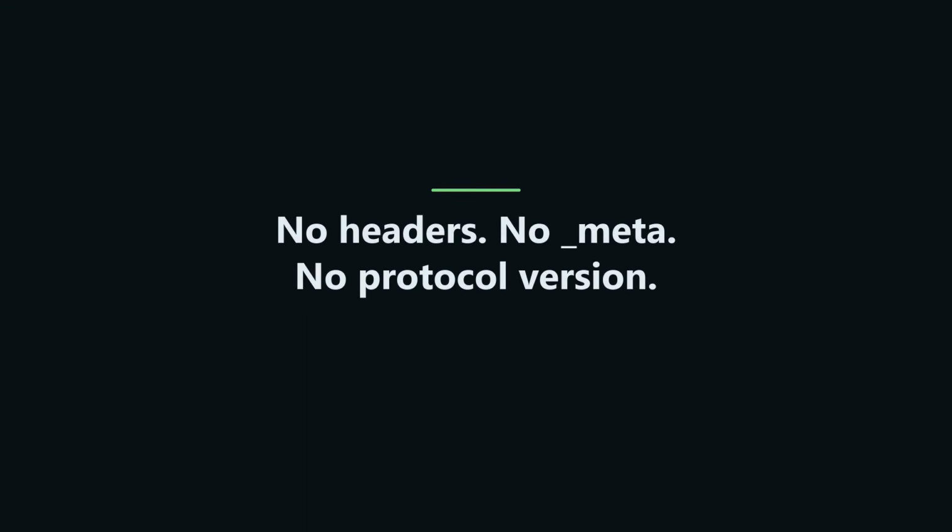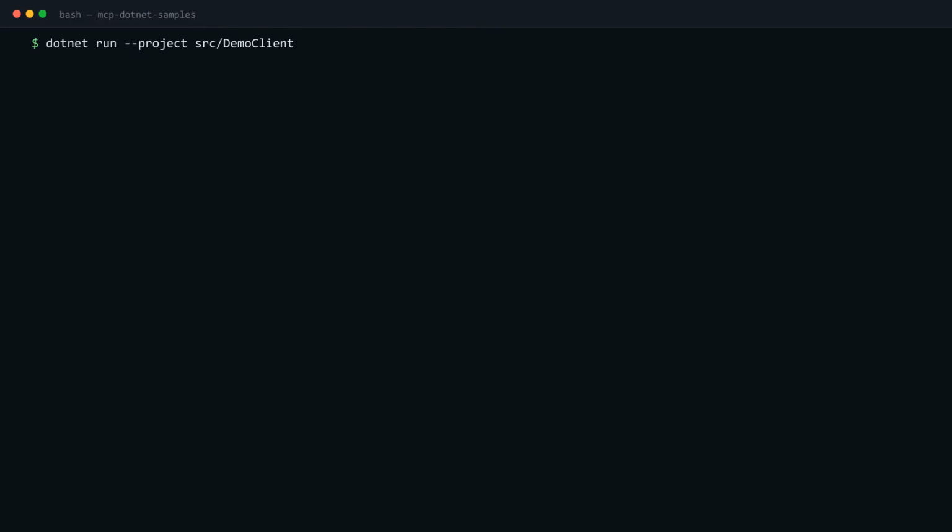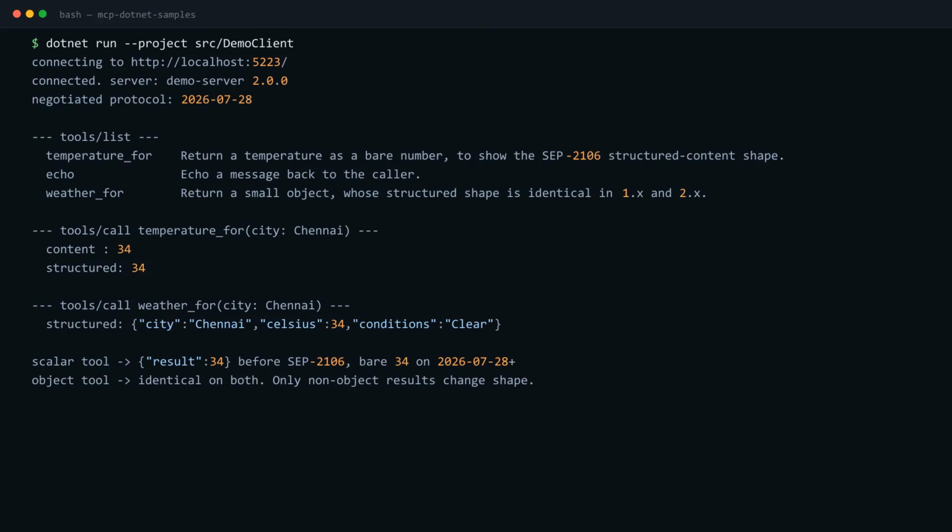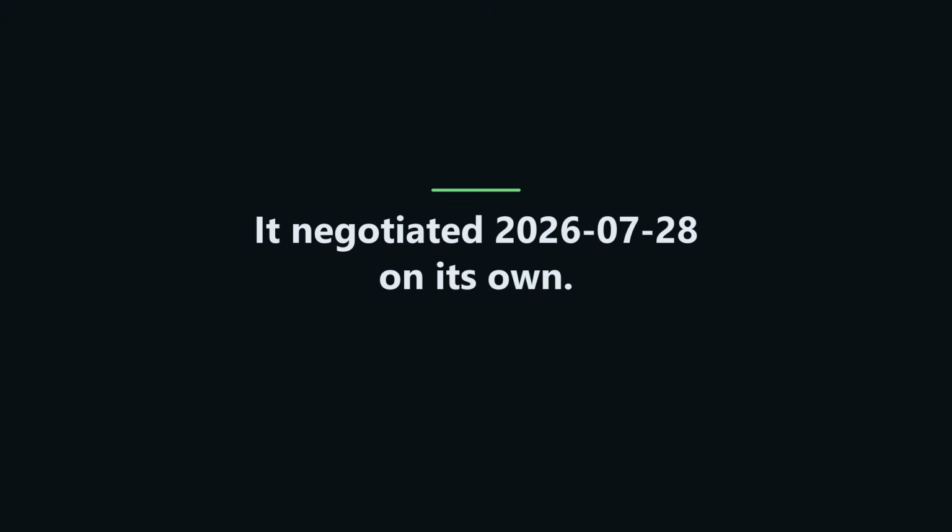Let's run it. It connects, it reports the server as demo server 2.0, and it tells us it negotiated the July 2026 revision on its own. Tools list comes back. The scalar tool prints a bear34. The object tool prints its object, unchanged. Same results as the curl walkthrough, none of the work.